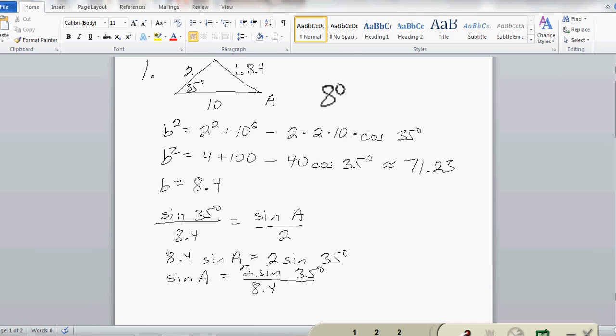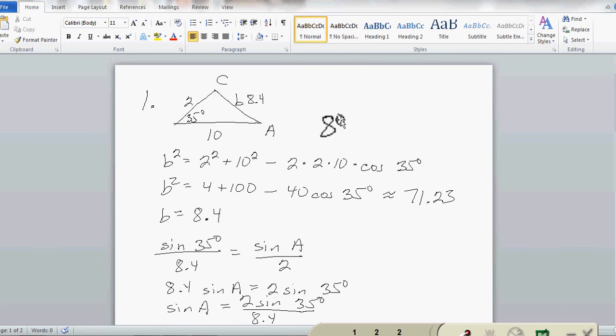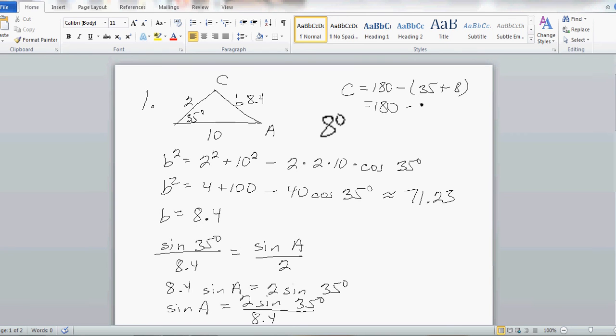So, finishing up, and realize this 8 degrees should be here. It's just a little bit messed up. So all we then need to do is to calculate C. So C would be 180 minus the two angles added together, 35 plus 8, or 180 minus 43, which equals 137 degrees.